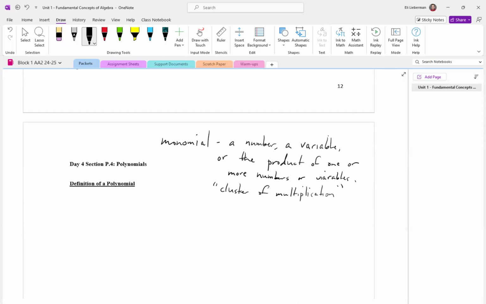So some examples of a monomial would be -8. Another one would be x. Another one would be 5x squared yz to the 4th power. It's a cluster of multiplication. Normally we only have one variable, but we could throw in other stuff to be a monomial.